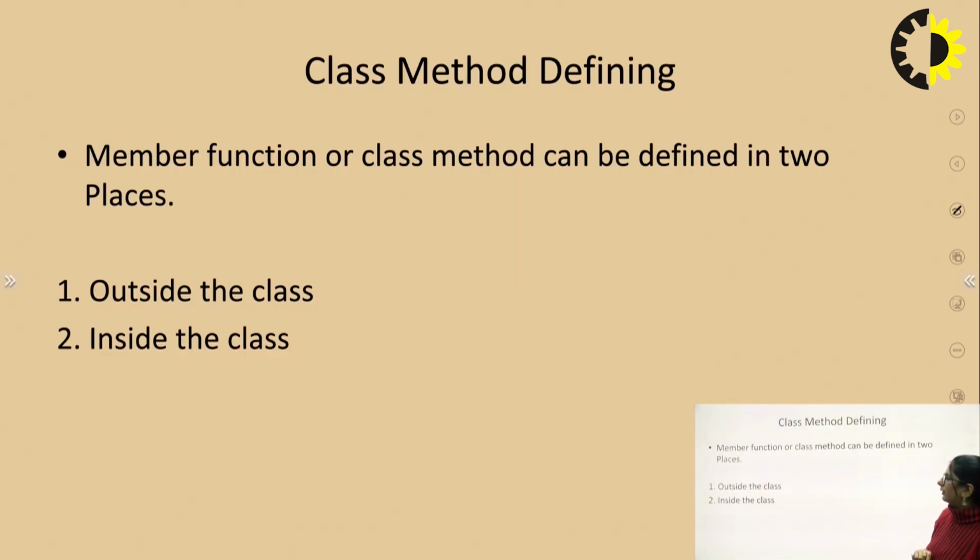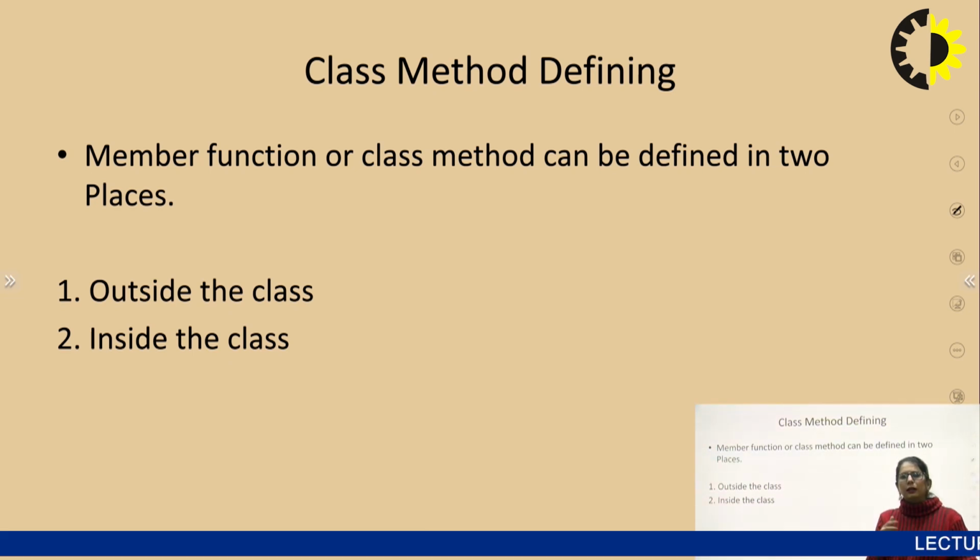Now the class method definition. It says a member function can be defined in two ways, either inside the class or outside of the class. Wherever you are declaring it, just define it there as well. And if you're not defining it there, then you can define it outside of the class as well, but with the help of the scope resolution operator.